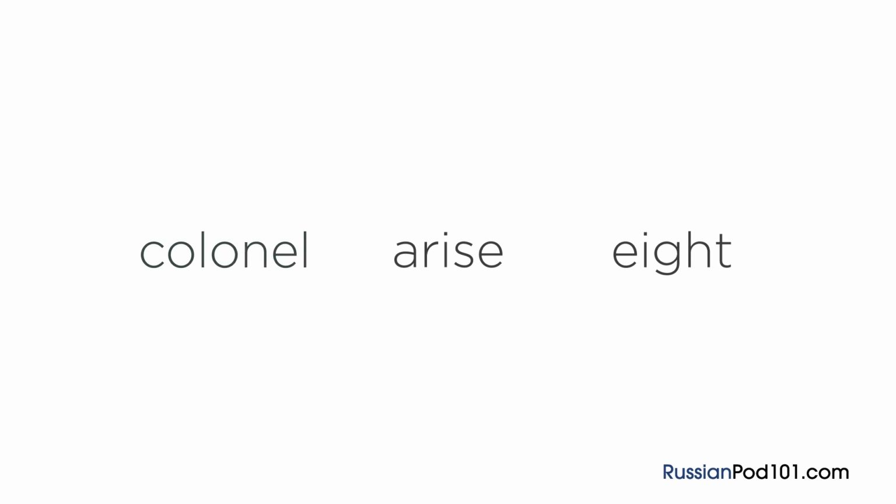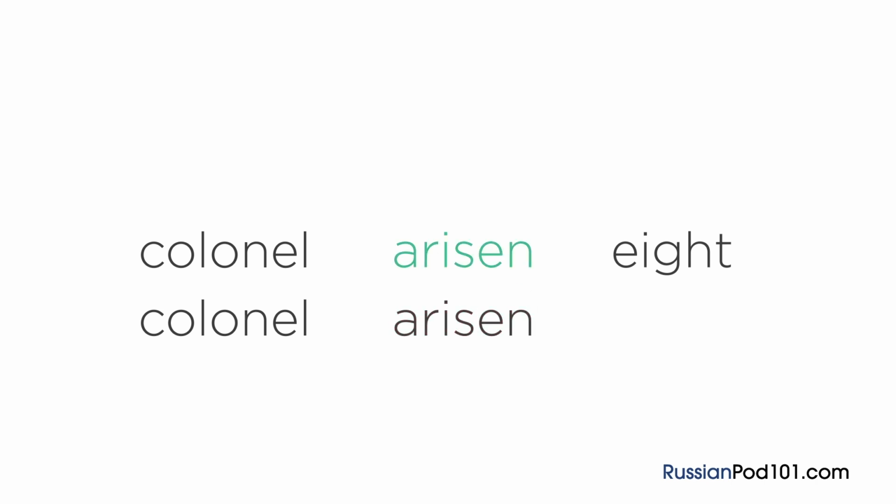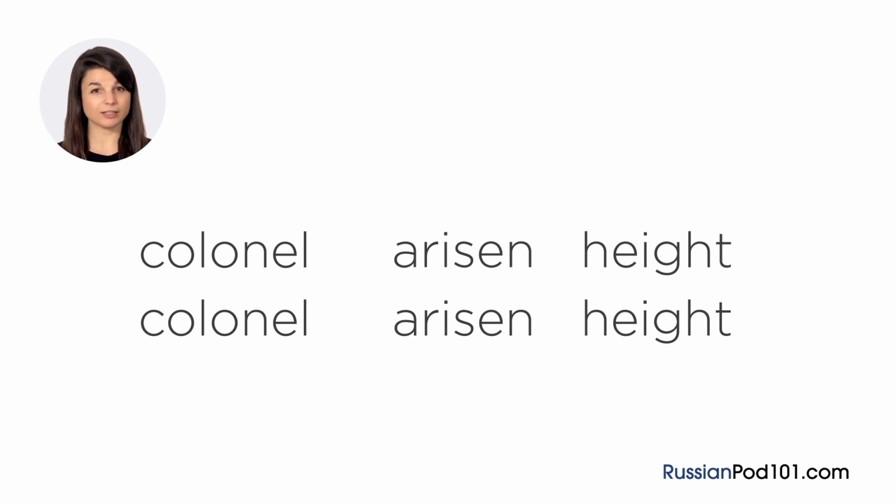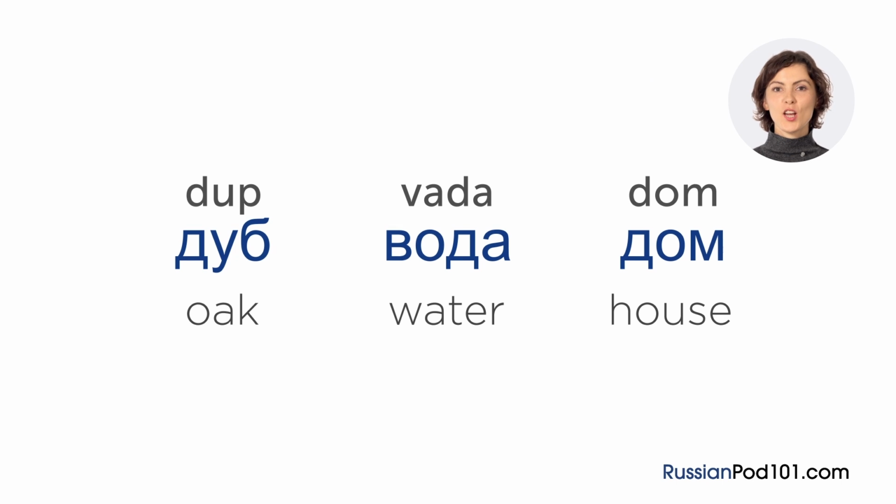The first word is pronounced colonel, not colonel. The second word is pronounced arise. Adding an N, however, doesn't give you arisen, but arisen. The last word is pronounced ate, but adding an H doesn't give you hate. Instead, it becomes height. English is notorious for being a difficult language to learn, and it can be very frustrating for learners due to the fact that its pronunciation rules often don't make a lot of sense. Russian, on the other hand, can seem like a blessing when compared to English.